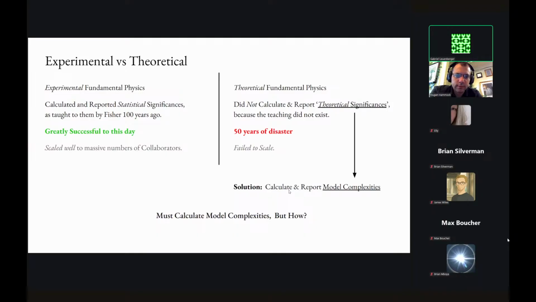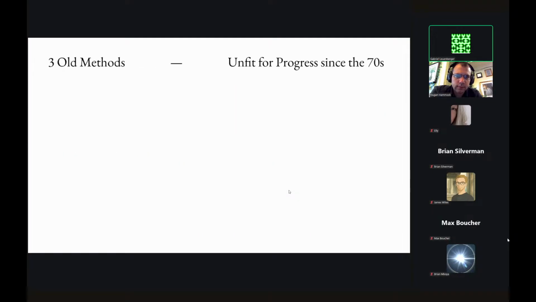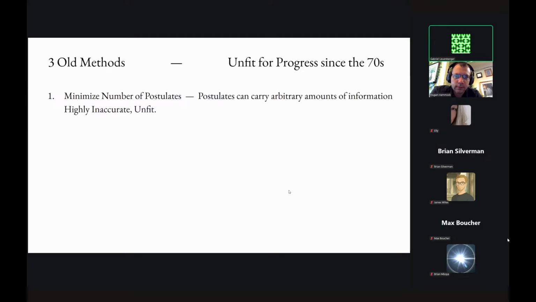And now, how do you actually calculate model complexities? I mentioned earlier that physicists were using Occam's razor, but just not correctly. And here is an example of how not to do it, right? Minimize the number of postulates. That's how they used to do it. For instance, how many philosophical postulates do I start from? But that's very inaccurate. It's not going to work, because a postulate can carry an arbitrary amount of information. So you could have a postulate containing a huge amount of information or a little amount of information, but the amount of information is actually what matters there, right?